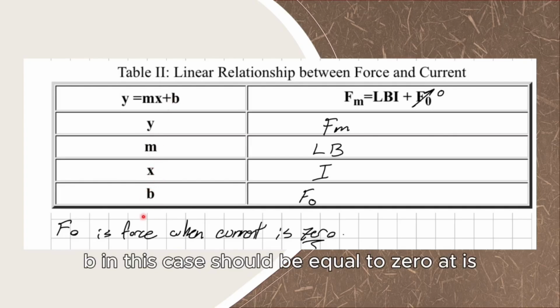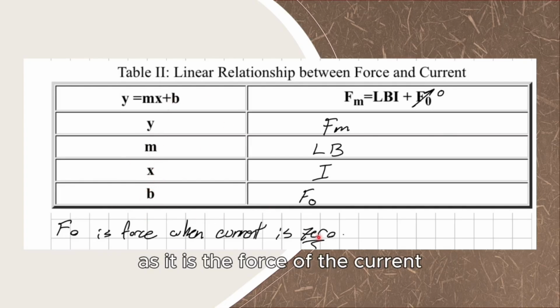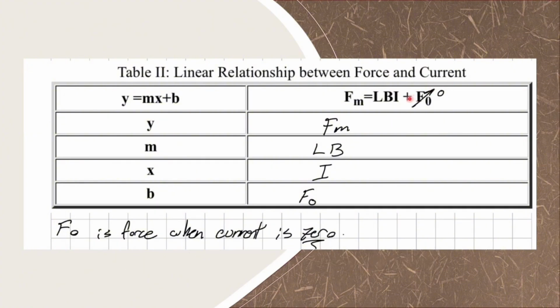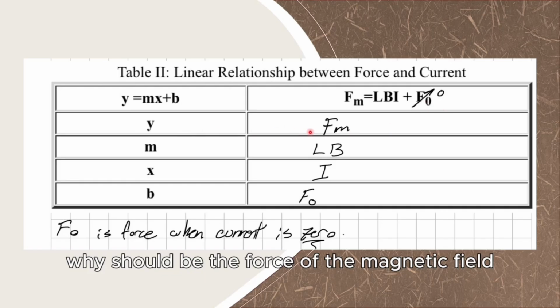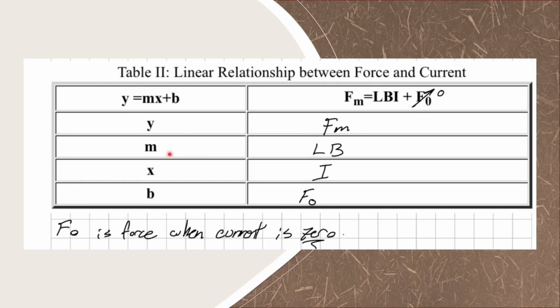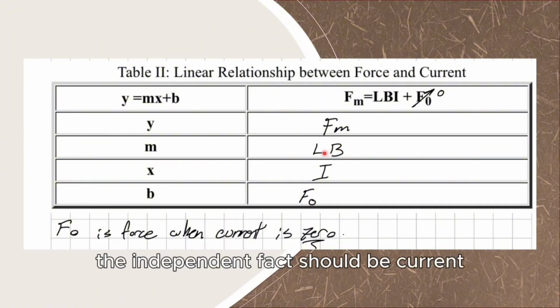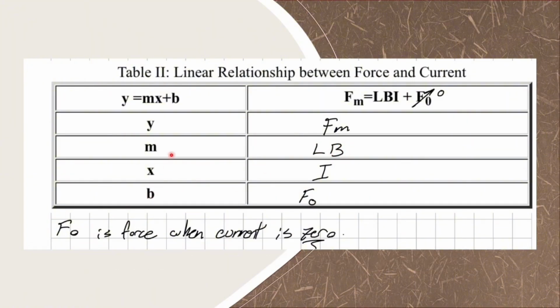B in this case should be equal to 0, as it is the force when the current is equal to 0, which in this case should be 0. Y should be the force of the magnetic field. The slope should be the length and magnetic field multiplied. The independent factor should be current.